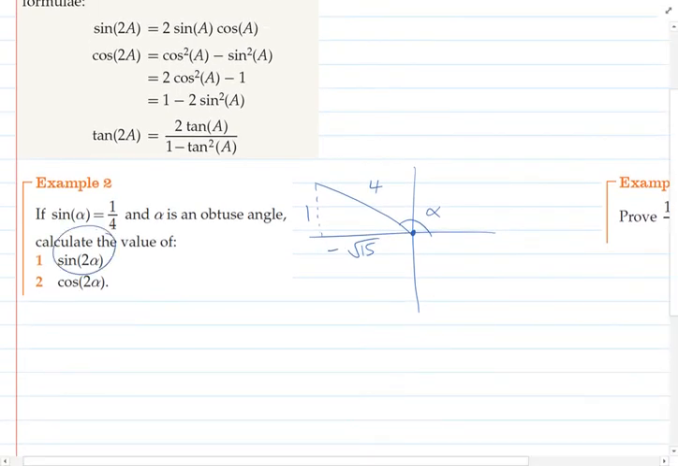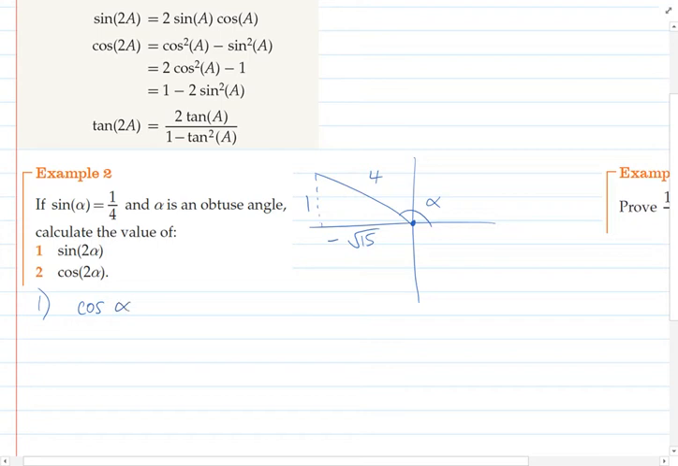So when we're calculating the value of sine 2 alpha, we're going to be using this formula here, and you'll notice that it's got a cos alpha in it. So we really need to find cos alpha first of all. So cos alpha is going to be adjacent over hypotenuse, so that will be negative root 15 over 4. So now that we've got sine alpha and cos alpha, we can substitute them into that formula, and so we can say that sine 2 alpha is going to be 2 times sine alpha, which is a quarter, times negative root 15 over 4, which is cos alpha. And so that's all going to simplify to negative root 15 over 4? No, it'll be over 8, and that will be our final answer for that.